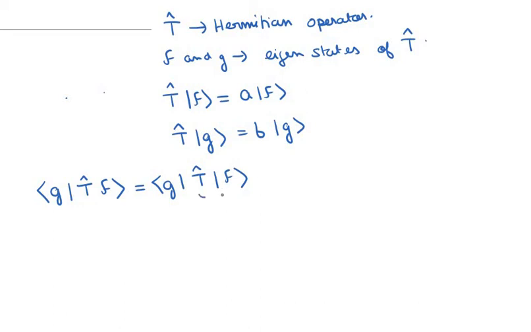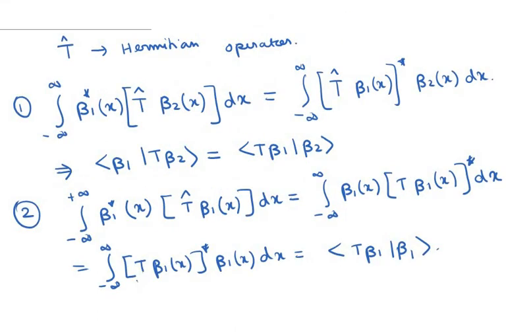So this t acting on this function f produces this eigenvalue a, but a is a number, so a comes out. And then this is equal to this operator t acting on this function g, and the inner product with f. This comes from the property of Hermitian operators that we have seen earlier. Let us go back to that page. Yeah, this one. So we have this condition for the Hermitian operator which we have discussed earlier.